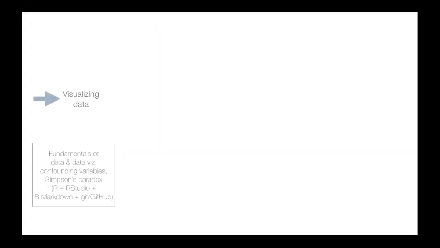I would start with visualizing data. So fundamentals of data and data visualization. This is a great place to talk about things like confounding variables and Simpson's paradox that we discussed here. And also it is a good way to start talking about programming, period. And I'll get into a little bit more detail about why I think we should be teaching visualization as a way to teach programming in a little bit.